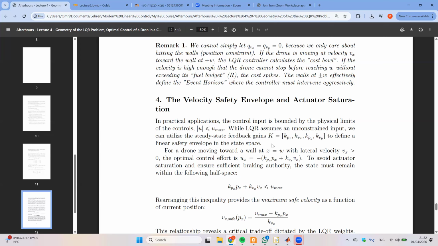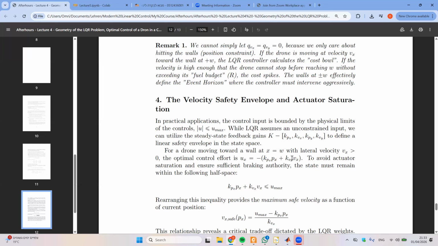Now, let me remind you that if we consider the steady state case, then the optimal solution will give us some constant matrix K. So each entry in K relates to penalties in the xy direction and the xy velocity. And let's just specifically focus on the input in the x direction. So ux will be minus kpx px minus kvx vx.